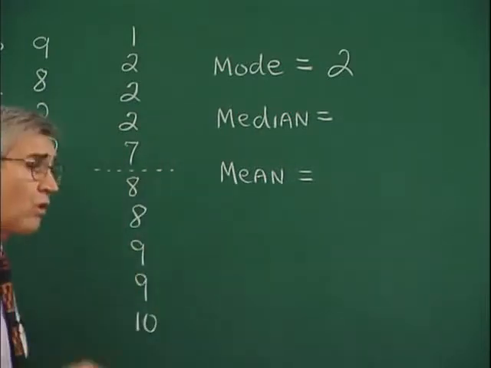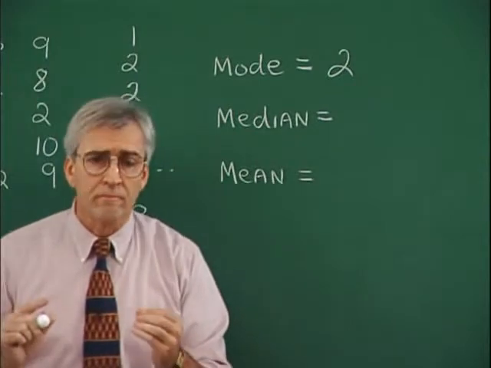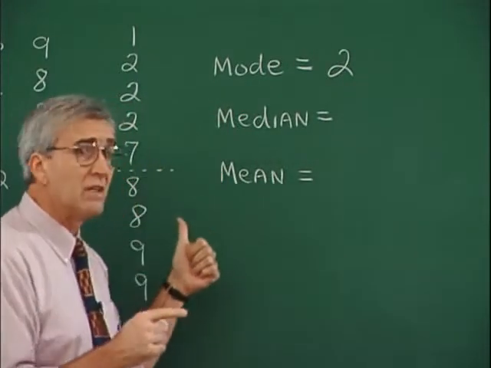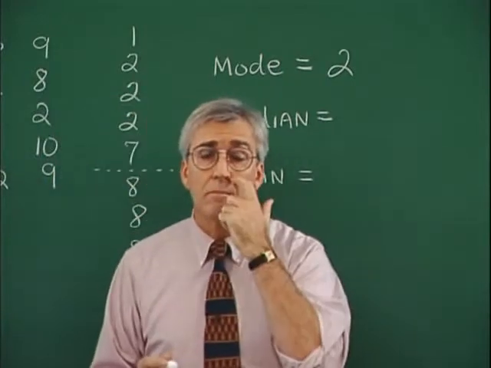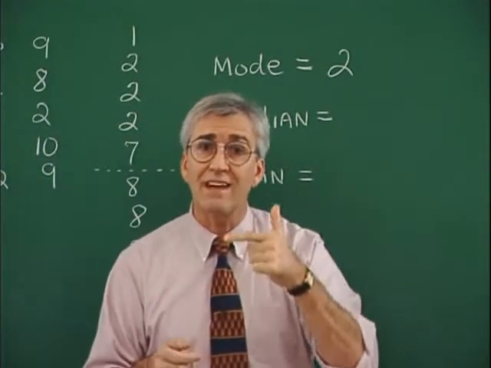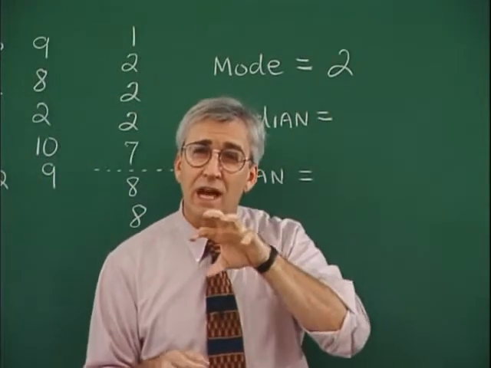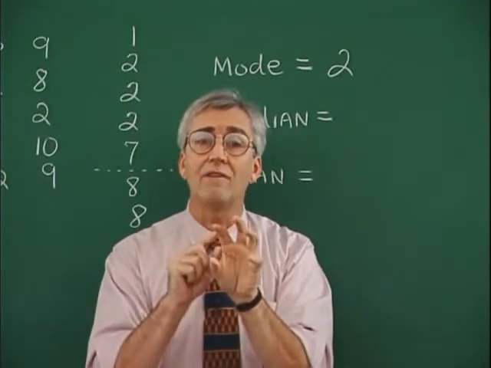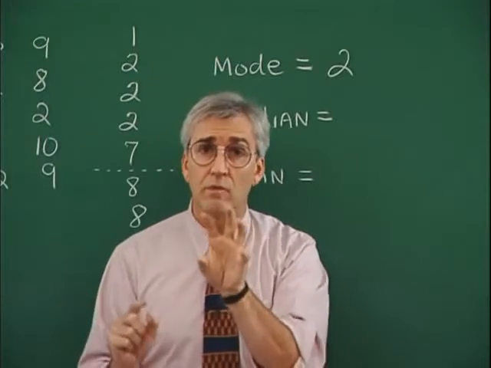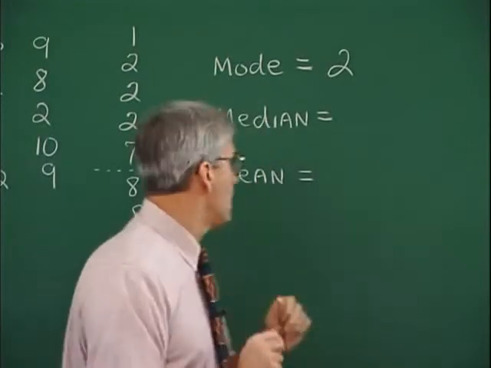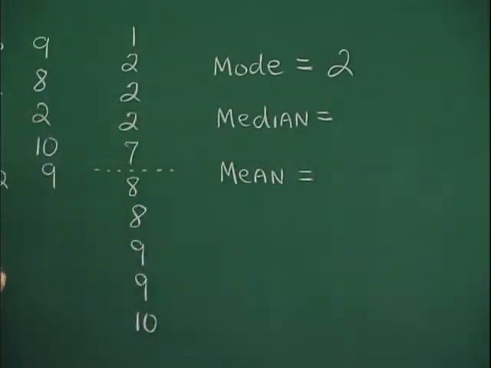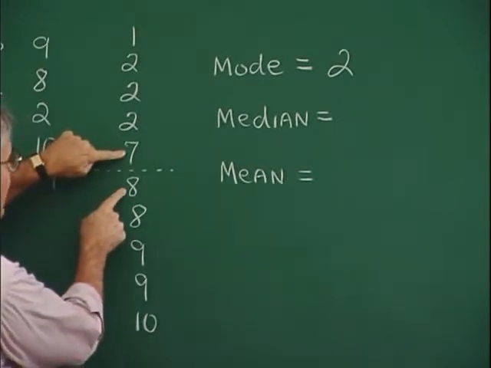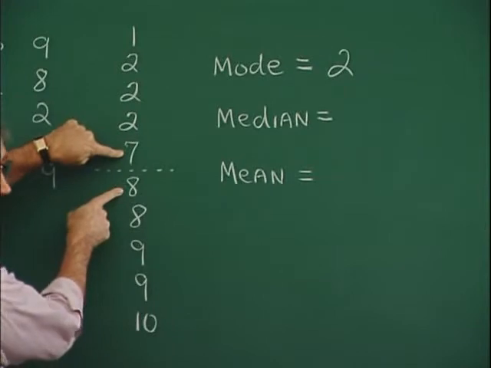Now, if there were 11 items, then the median would be one of the items in the data set. If there were 11, it could be the 6th item, because if they're in order, the 6th one would have 5 items both above and below, so it would be an item in the data set. Here, it is not a value in the data set, it's in between 7 and 8. So we actually have to take the mean of 7 and 8.